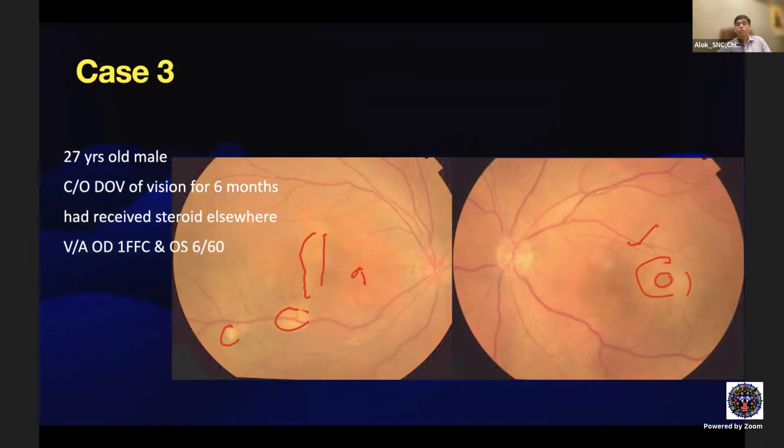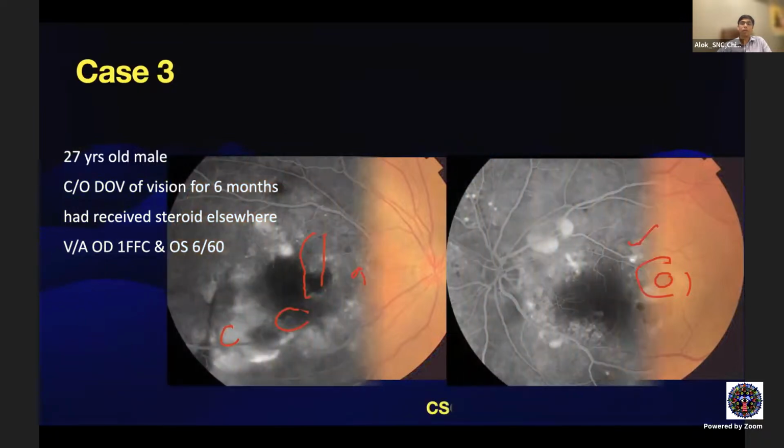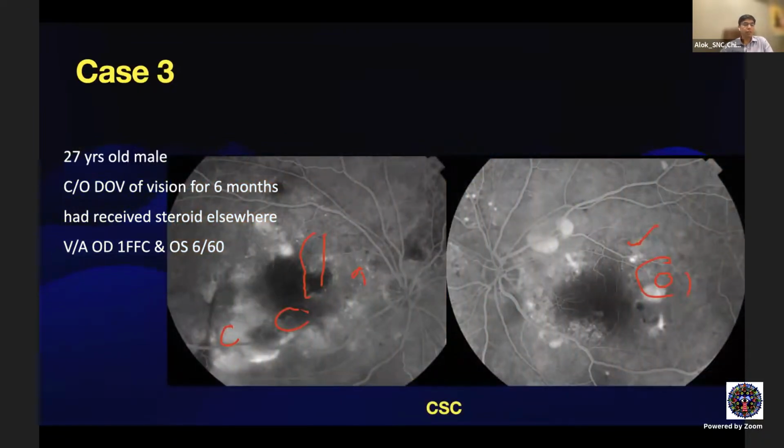So in this patient, we did a fluorescein angiography, and what we can see is there were multiple PEDs. You can see these PEDs over here in both the eyes, along with stippled hyperfluorescence and some point leakages in both the eyes. So these were very suggestive of a central serous chorioretinopathy.